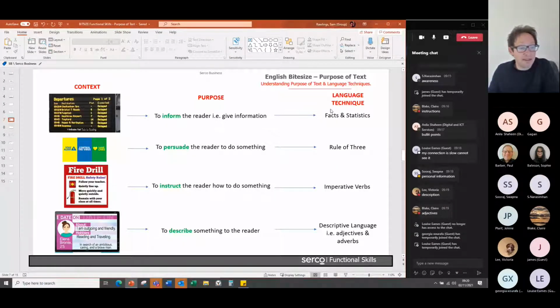So if it's inform, you often get facts and statistics. If it's used to persuade, you might get persuasive language techniques like rule of three. If it's to instruct, you often get imperative verbs. I think someone said bullet points or numbered lists. You do often also get that. And if it's to describe, you get descriptive language. So there we go. That's kind of your introduction to purpose of text.